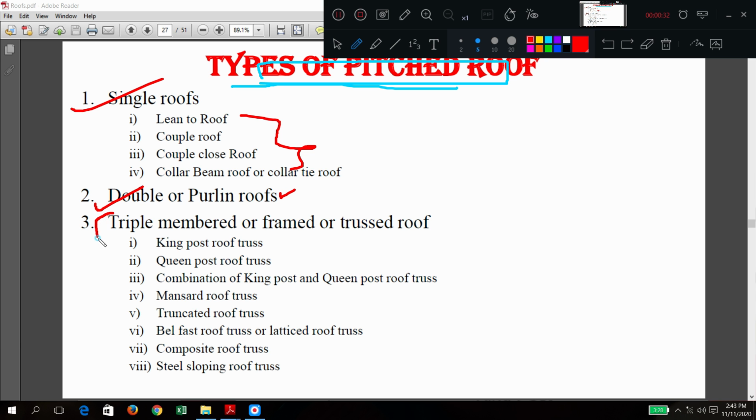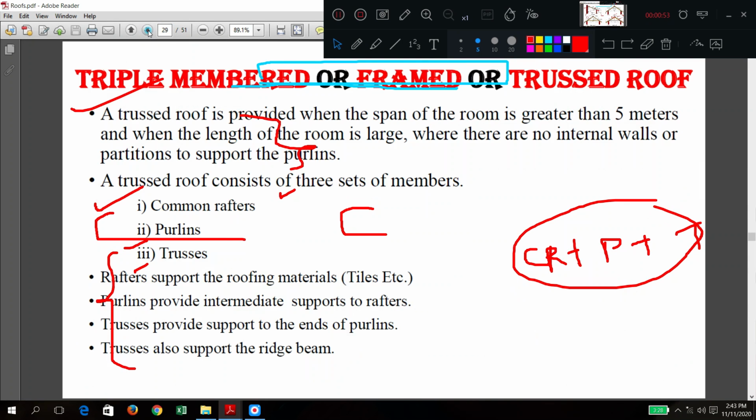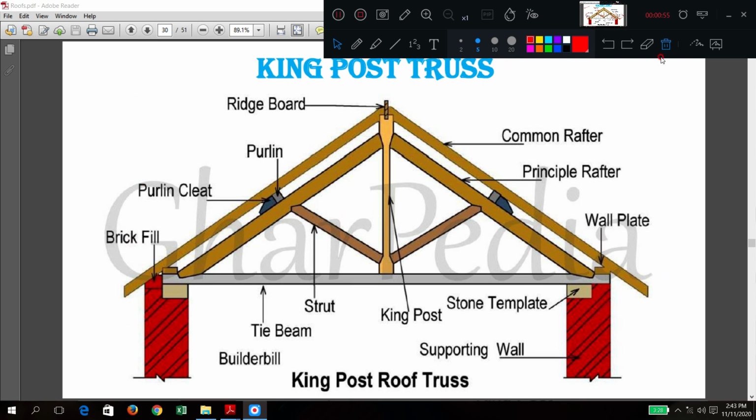Now, the triple member roof is also called a truss roof. In that, we will discuss king post, queen post, all these things. As usual, it will contain common rafter, purlin, plus truss. If all three members are there, it is called a triple member or truss. Now, a typical king post truss diagram is like this.